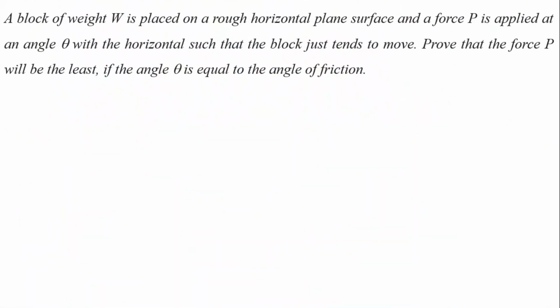Now, next problem: a block of weight W is placed on a rough horizontal plane surface and a force P is applied at an angle of theta with the horizontal such that the block just tends to move. Prove that the force P will be the least if theta is equal to the angle of friction. So, now we are going to prove that theta is equal to phi, which is the angle of friction. Now, we are going to prove this, right.